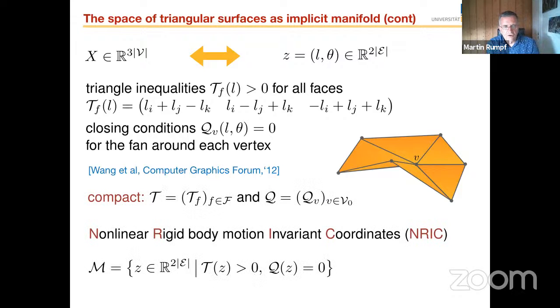And in compact form, for this T-map, which gathers all these triangle inequalities of all faces, and for the Q-map, which gathers all these equalities for all interior vertices, we can express the manifold of triangulations as all those vectors in R to the 2 times the number of edges where the triangle inequalities are fulfilled and the Q condition equals 0.